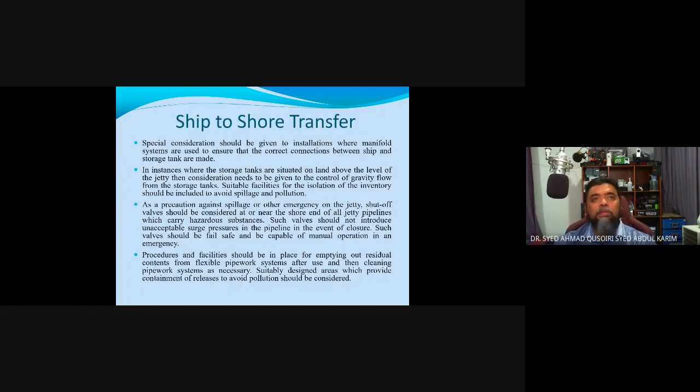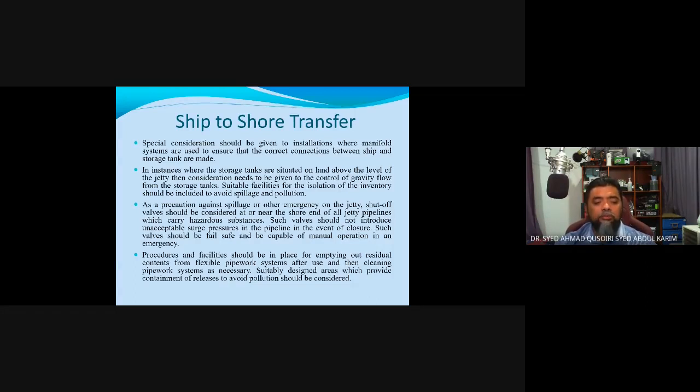So special consideration should be given to installation where manifold systems are used to ensure the correct connection between ship and storage tank. Okay, so these are ships which need a secure connection to the storage tank, especially in handling oils and gases. So in systems where the storage tanks are situated on land above the level of the jetty, then considerations need to be taken to control the flow from the storage tank. This is to avoid spillage and pollution.